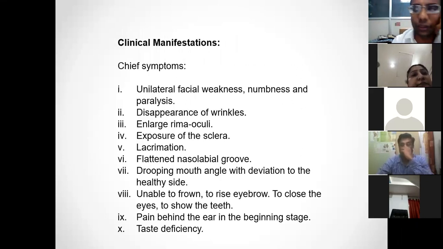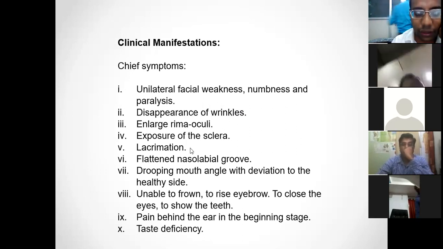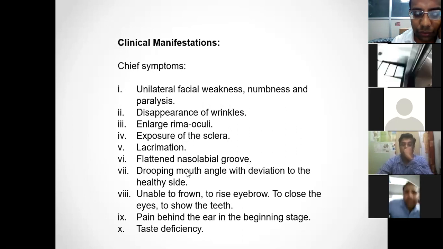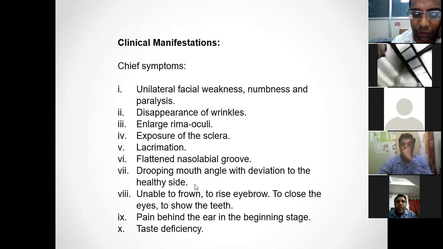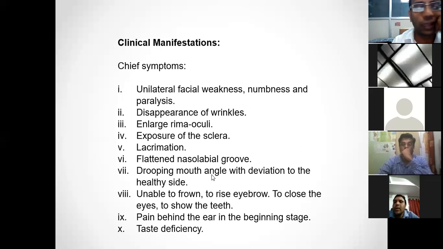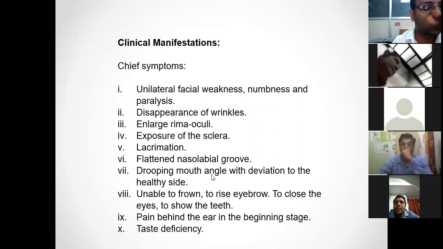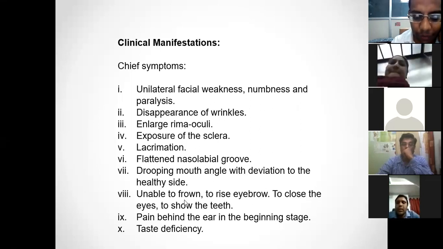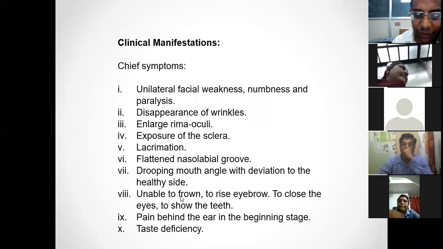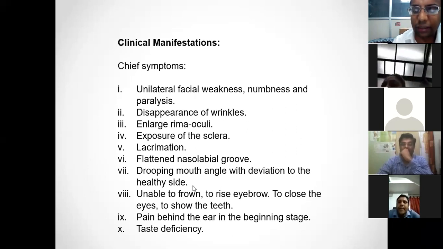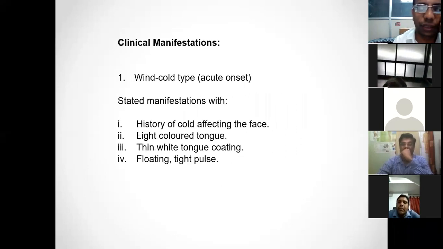Clinical manifestation: unilateral facial weakness, numbness and paralysis, disappearance of wrinkles, enlargement of the rima oculi, exposure of the sclera, lacrimation, flattened nasolabial groove, drooping of the mouth angle and deviation towards the healthy side. The healthy side is like this, it is deviated like this. There is pain behind the ear in the beginning stage, and then there is a problem of taste deficiency, meaning they cannot taste food.